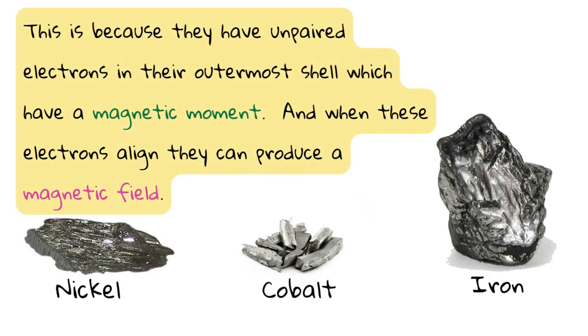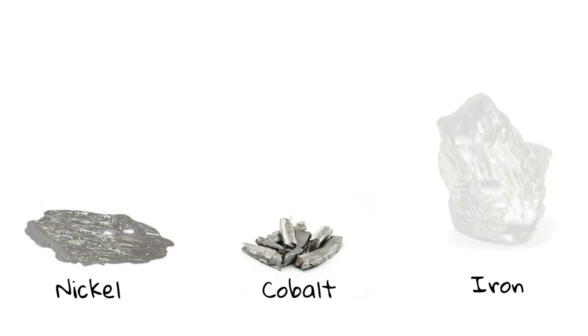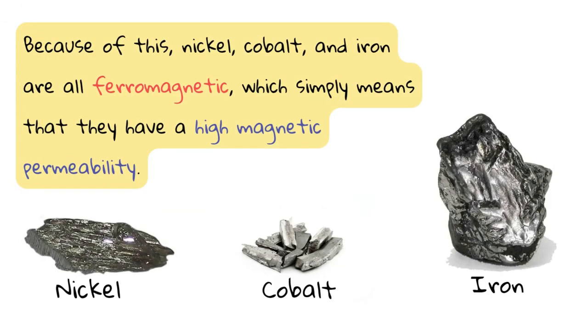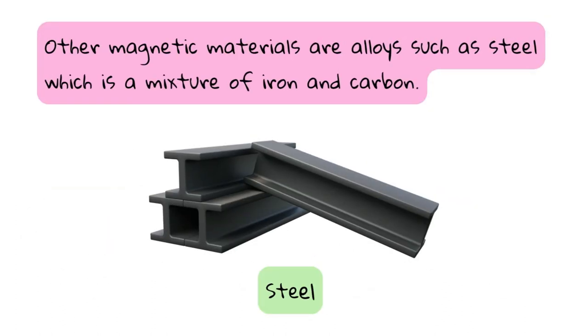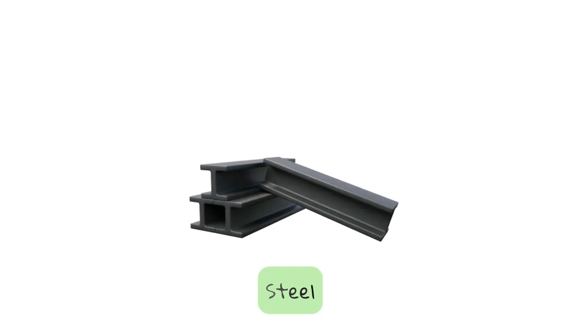This is because they have unpaired electrons in their outermost shell which have a magnetic moment. And when these electrons align, they can produce a magnetic field. Because of this, nickel, cobalt, and iron are all ferromagnetic, which simply means that they have a high magnetic permeability. Other magnetic materials are alloys such as steel, which is a mixture of iron and carbon.